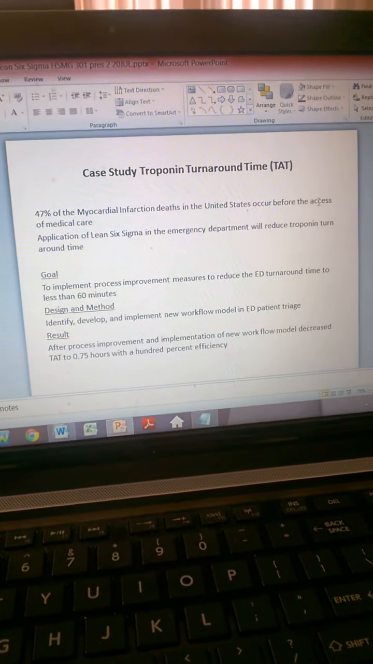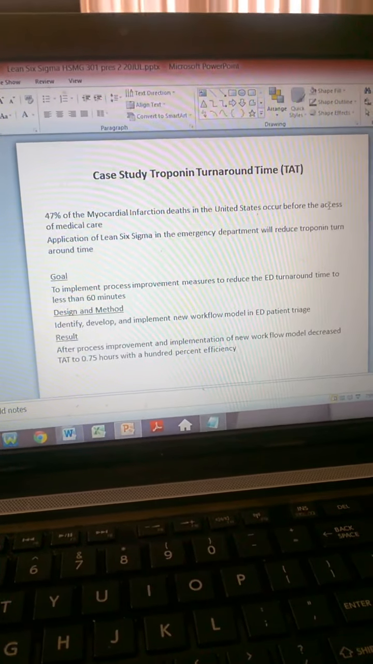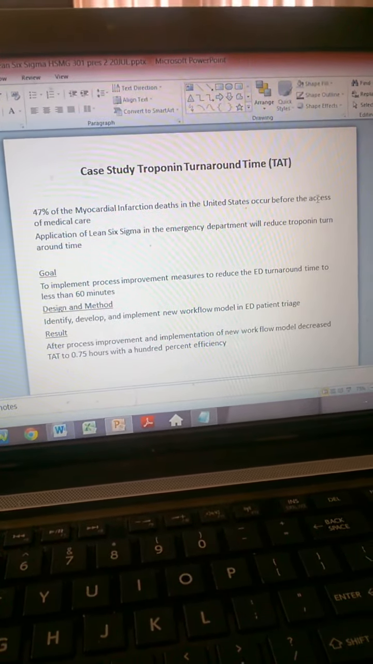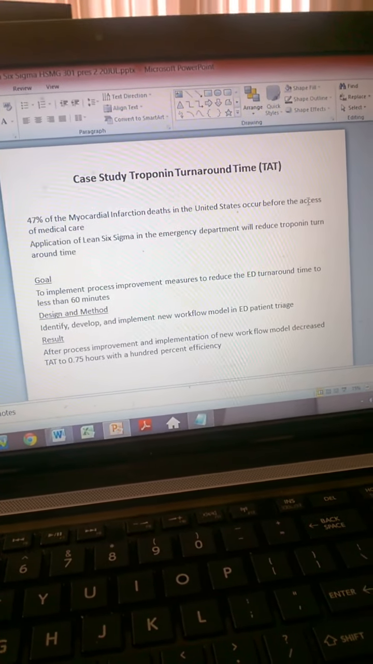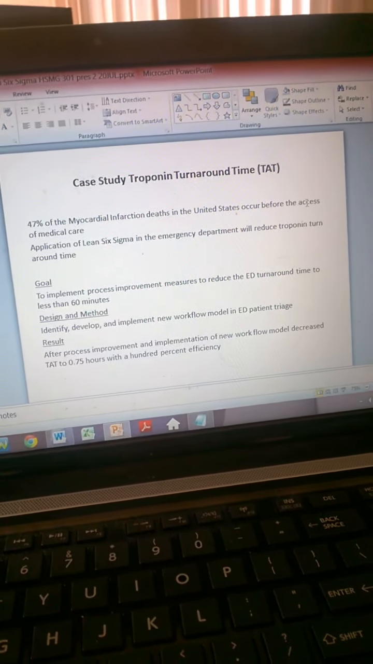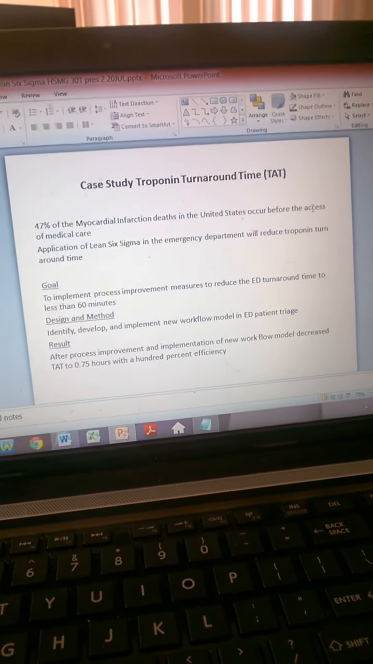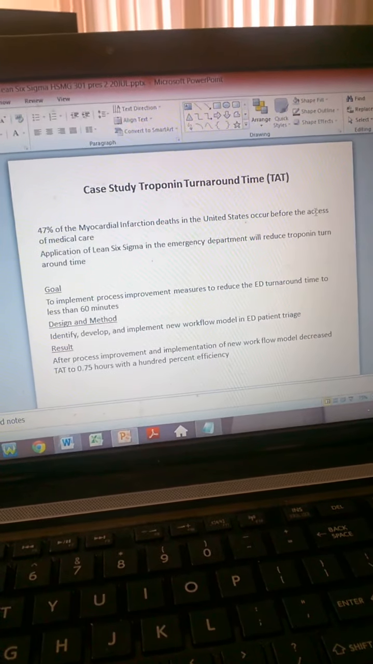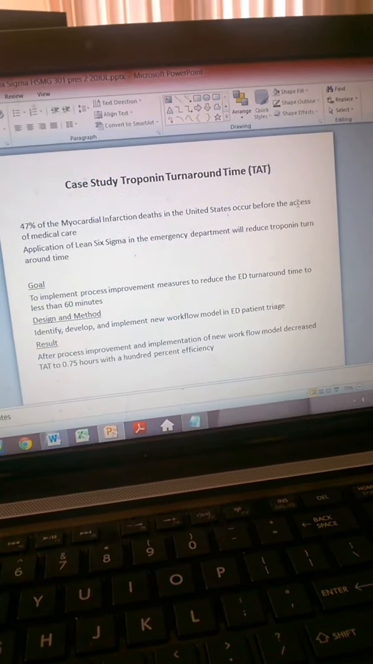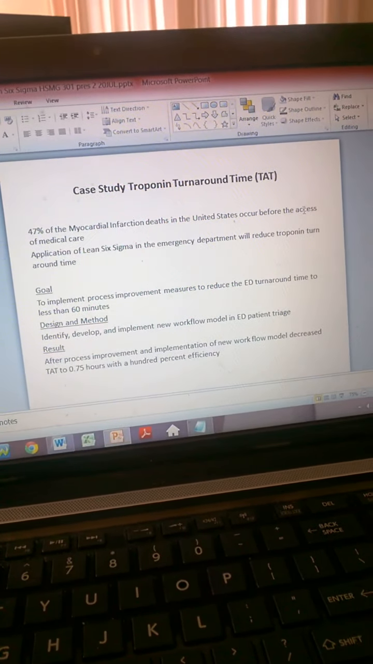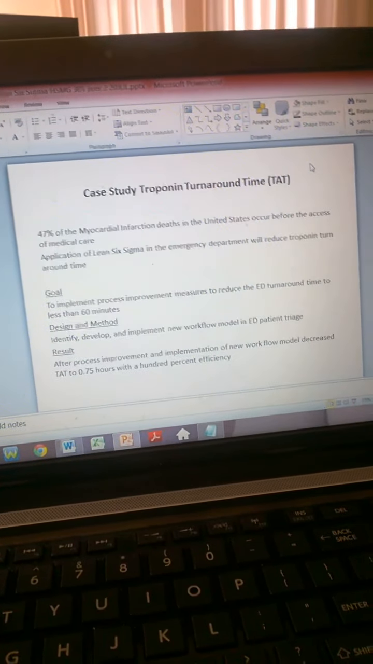47% of myocardial infarction deaths in the United States occur before the access of medical care. Application of Lean Six Sigma in the emergency department will reduce troponin turnaround time, also known as troponin TAT. The goal is to implement process measures to reduce the emergency department turnaround time to less than 60 minutes. Design and method: identify, develop, and implement a workflow model in emergency department patient triage. The result is that after process improvement and implementation of the new workflow model, the turnaround time decreased to 0.75 hours with 100% efficiency.